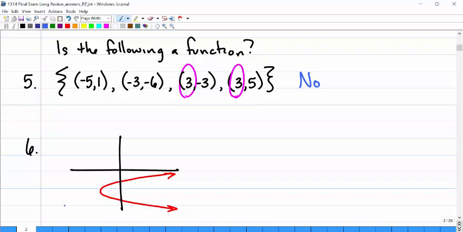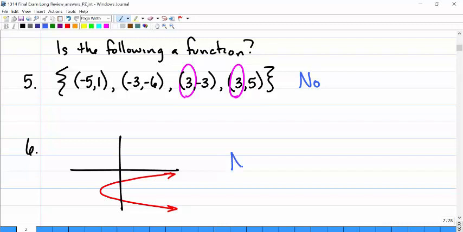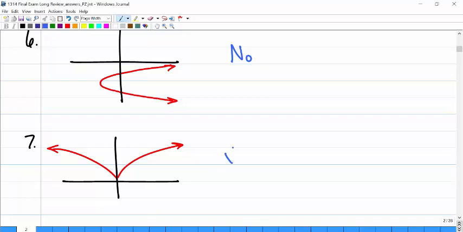For number 6, does this graph represent a function? And the answer is no, because it doesn't pass the vertical line test. If I draw this vertical line, it would intersect my graph in more than one point. So number 6 is not a function. Number 7 is a function, because no matter what vertical line I draw, it will only intersect my graph in one point. So number 7 passes the vertical line test.